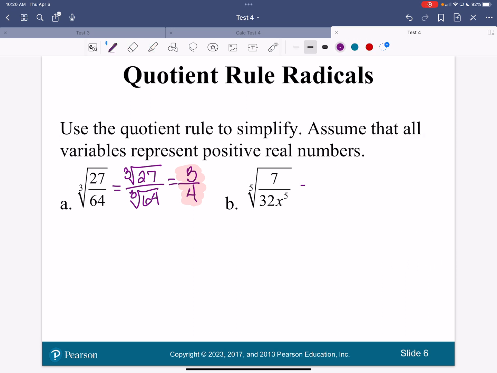I am going to go ahead and rewrite this as the 5th root of 7. Now 7 is prime. Is there anything I can do with that? No, I just leave it. So now I'm going to focus on this 32 right here. And I am going to break that 32 down into as many primes as I can.